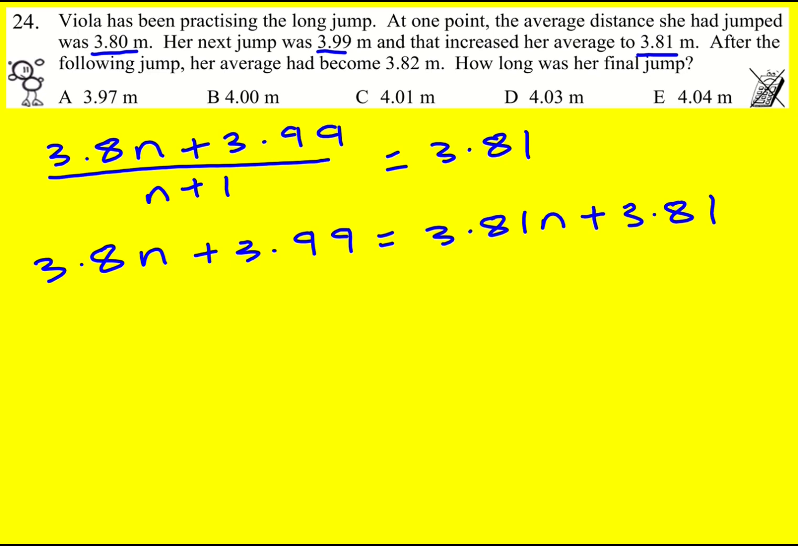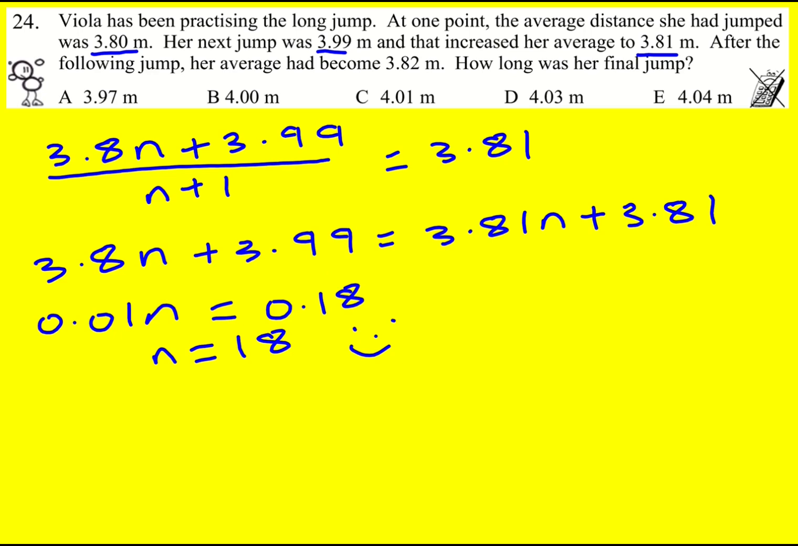So if I subtract, I can get 0.01n. If I take this from both sides and then take the 3.81 away, that's going to equal 0.18. From which we can times through by 100, n is equal to 18. All right, that is really good. Going to be useful in a minute.